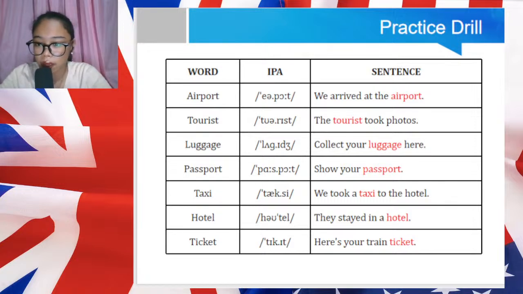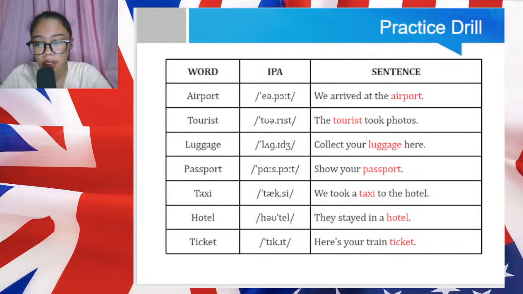All right, let's begin. Airport. We arrived at the airport. Tourist. The tourist took photos. Luggage. Collect your luggage here. Passport. Show your passport. Taxi. We took a taxi to the hotel. Hotel. They stayed in a hotel. Ticket. Here's your train ticket.